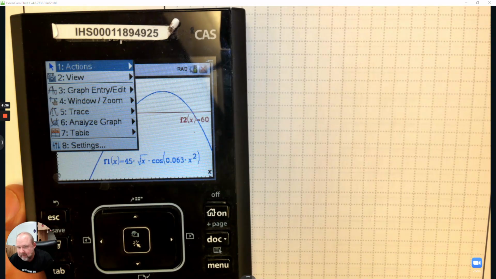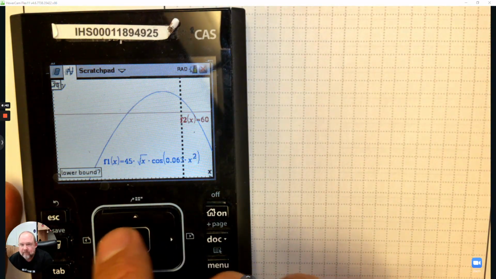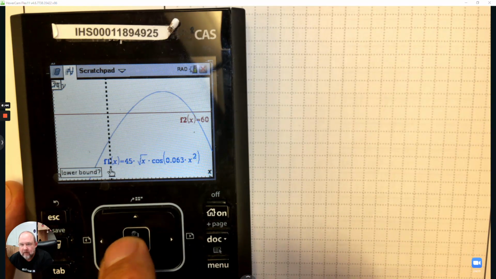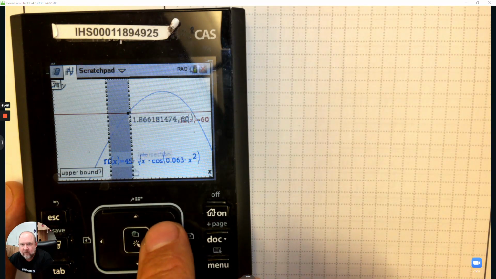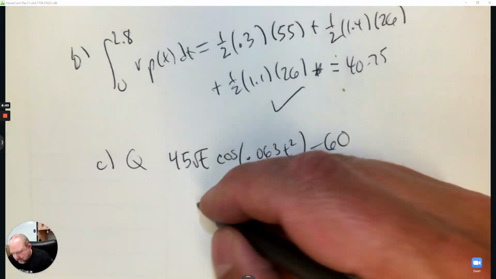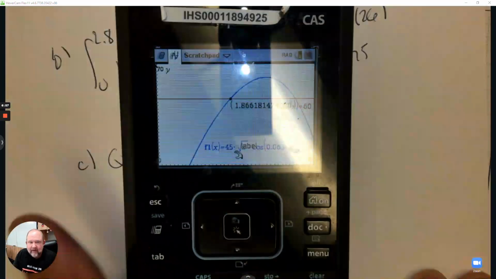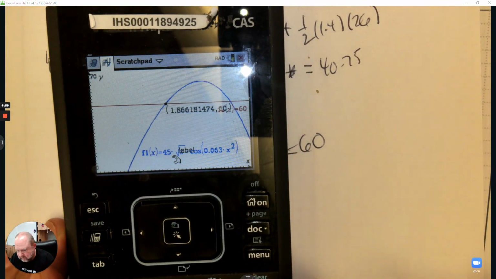So I'm going to go Menu, Analyze, Intersection, number 4, and then press down and to the right. So I got 1.866. And then the other time, I need the other one too.